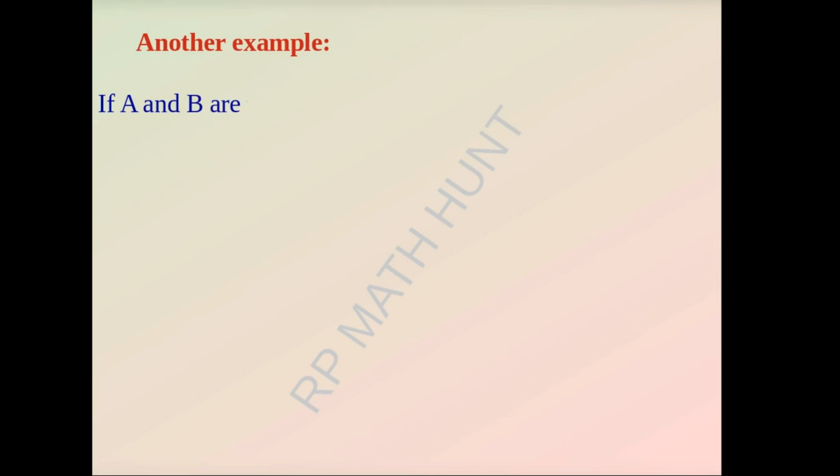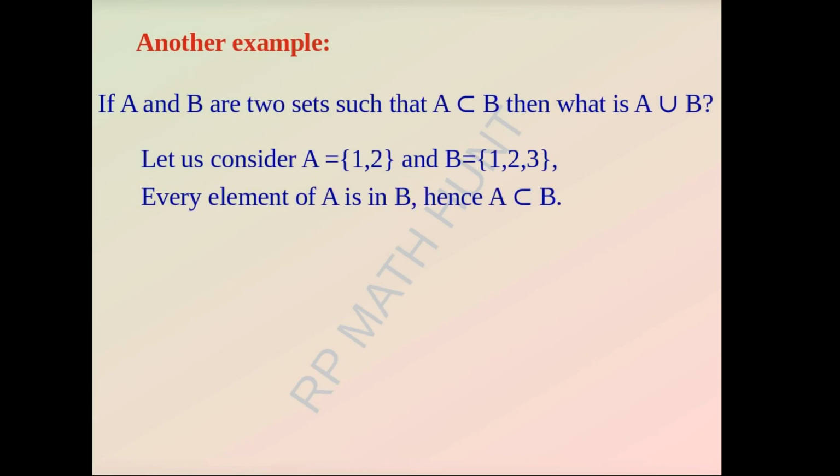Another example. If A and B are two sets such that A is a subset of B, then what is A union B? It is nothing but B. A union B is equal to B.